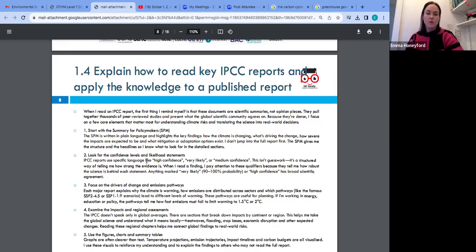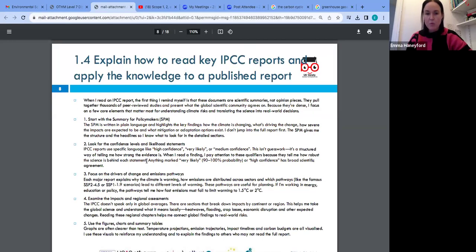So for section 4, examining the impacts and regional assessments. The IPCC doesn't speak only in global averages. There are sections that break down impacts by continent or region. So then it gets a bit more complex. So this helps us take the global science and understand what it means locally. So heat waves, flooding, crop losses, economic disruption, and other expected changes. Reading these regional chapters helps me connect global findings to real world risks. So it's a global problem, but the local impacts will be different depending on their geography.